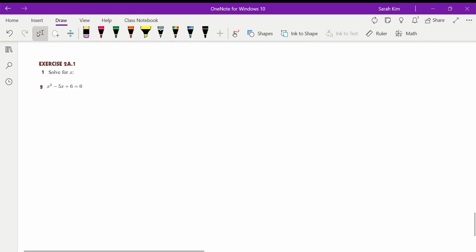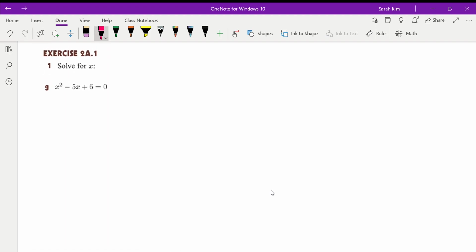So I'm making a video for 8.1, 1G. I'll show you two methods of doing this. First method is my method that you just use sum and products. So having a look at this, you will know that the two factors, when you times them, it's going to be x times x in order to get that one.